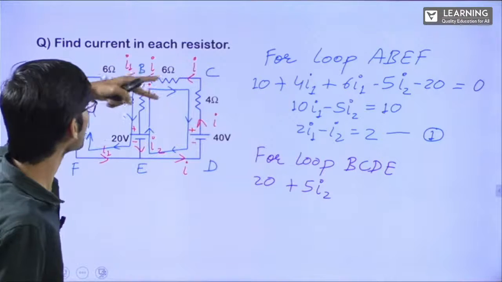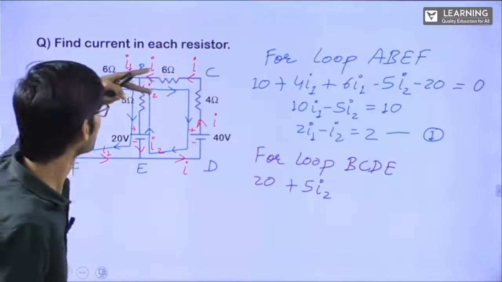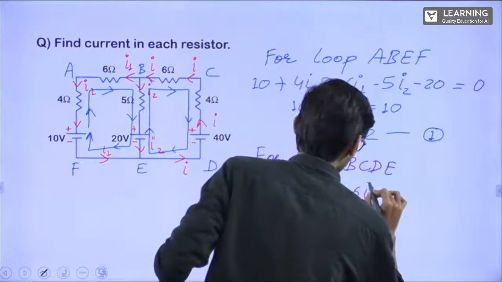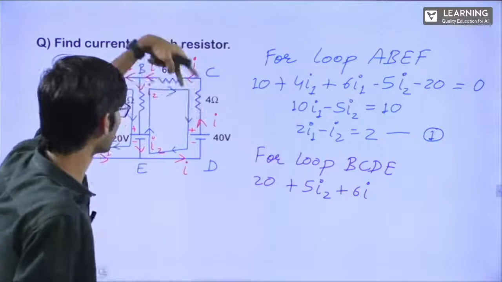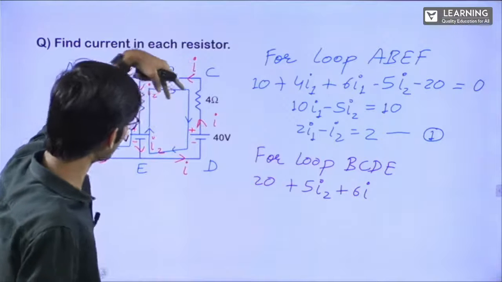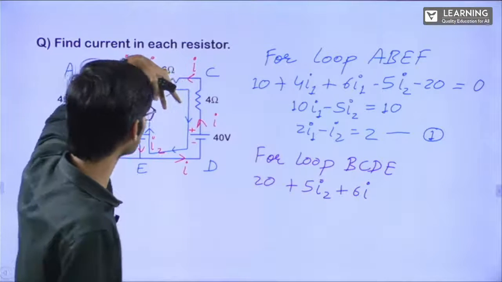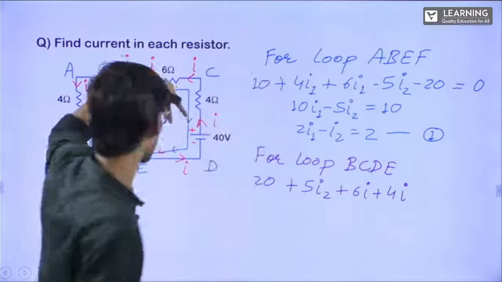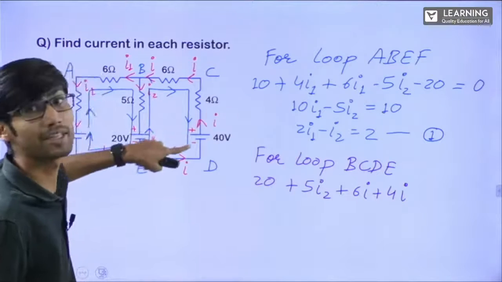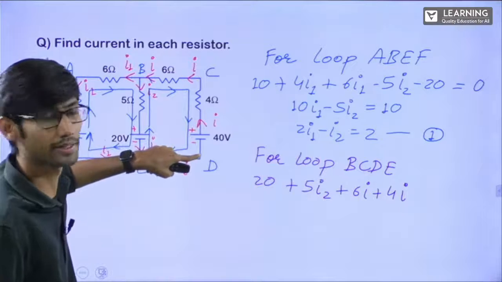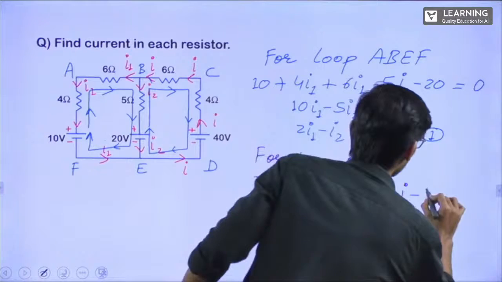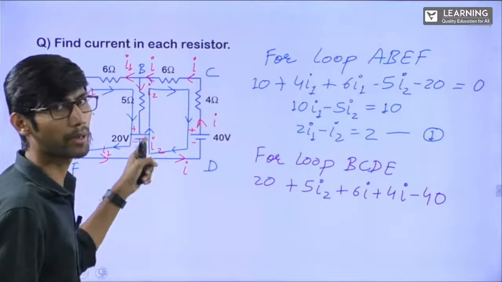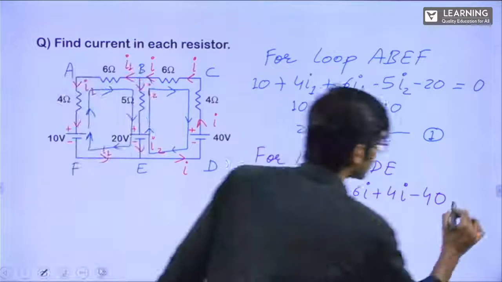Here, again, our direction and current's direction is opposite. So this will be plus 6I. Then here, again, our direction and current's direction is opposite. So this will be plus 4I. Towards negative we are going, right? In this battery. That means -40. Again, coming from here, we came to the same battery, which we have already written, that is equal to 0.